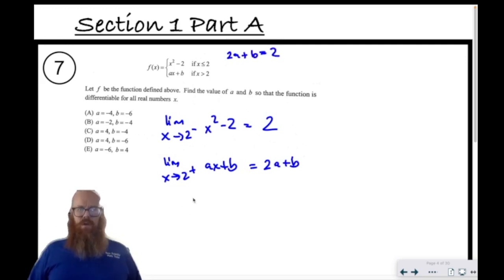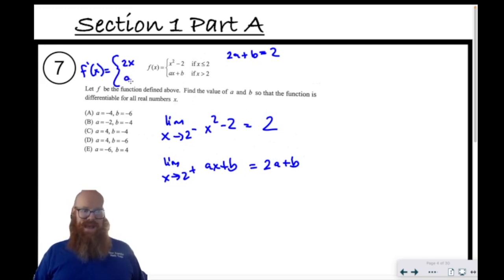All right. Well, now I need the derivative. I'm going to do that over here. So the derivative of a piecewise is just another piecewise. So the derivative of x squared minus 2 is 2x. Derivative of ax plus b is a.